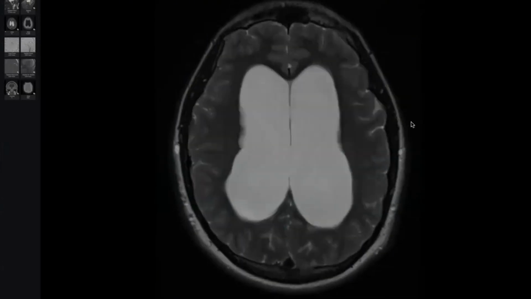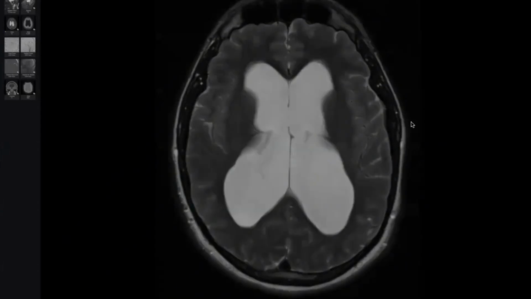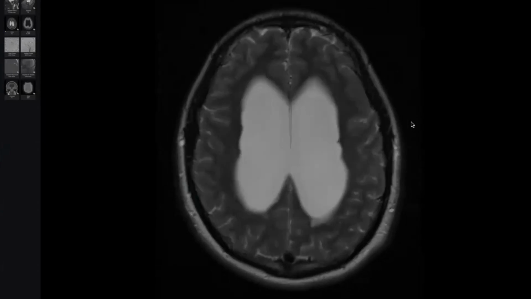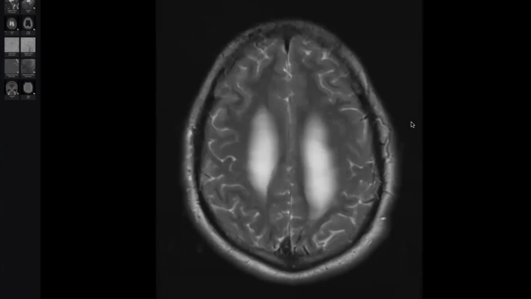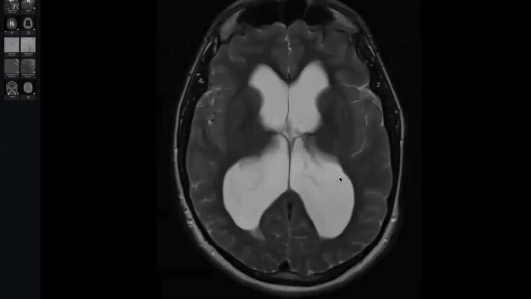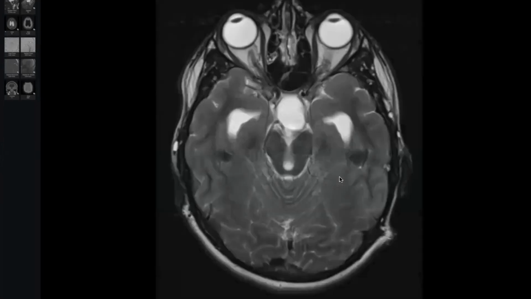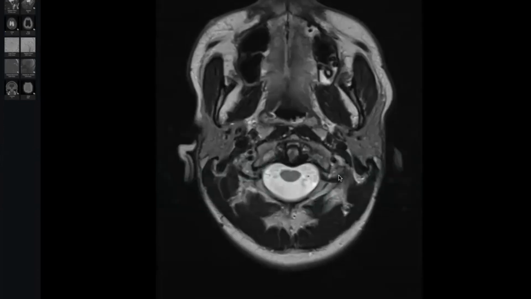I am looking for any abnormal signal. There is subtle abnormal signal intensity area in bilateral periventricular location, which may indicate periventricular seepage, subependymal seepage. There is no abnormal signal in bilateral cerebrum as well as midbrain and cerebellar hemispheres.